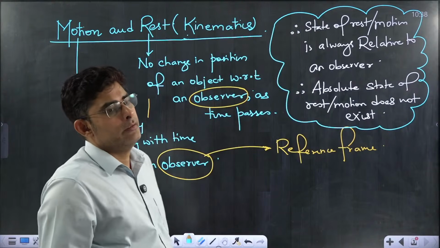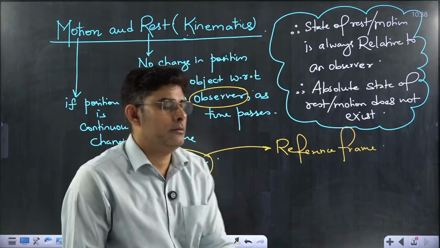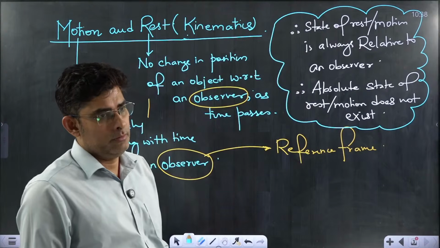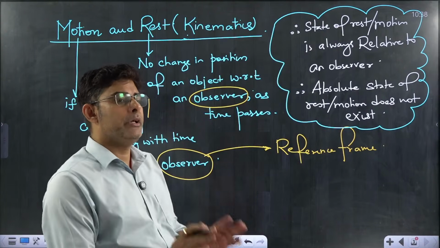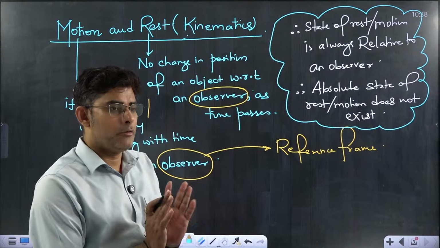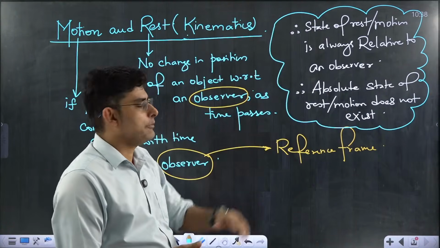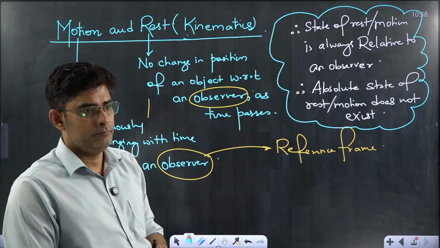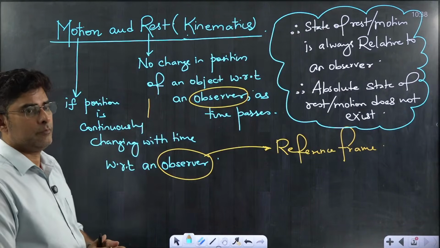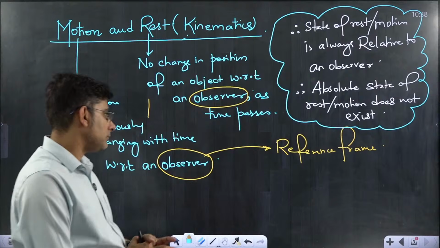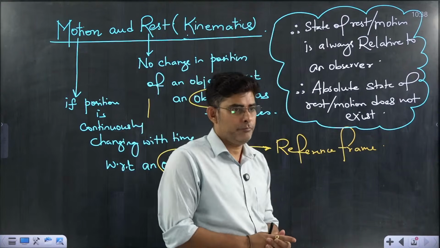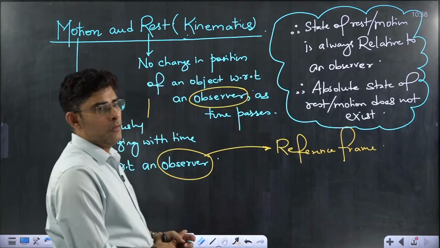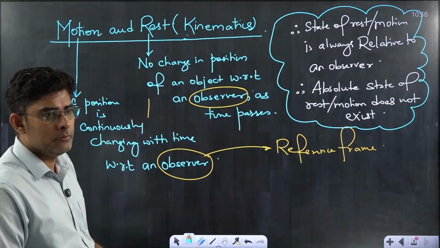The word absolute means which is fixed for all frames. Absolute means there is no change. It is constant. So there is nothing called absolute. 100% you cannot say. Okay, so this I hope is clear to all of you.